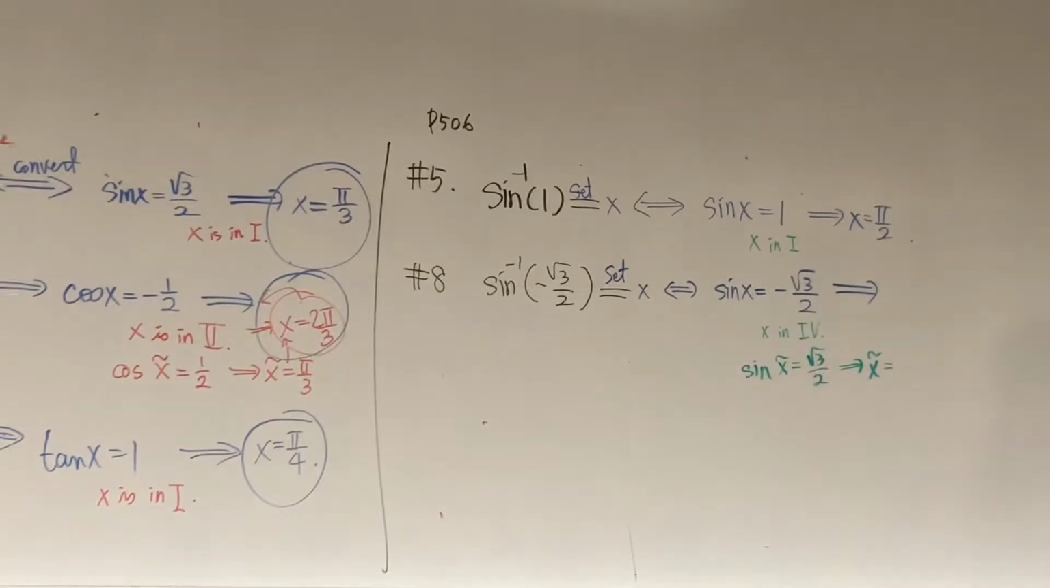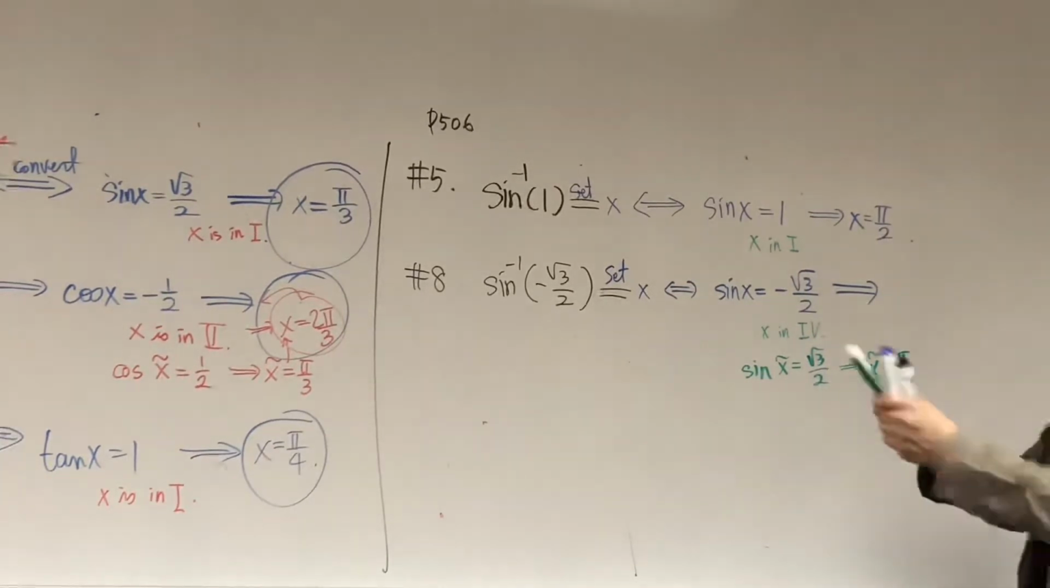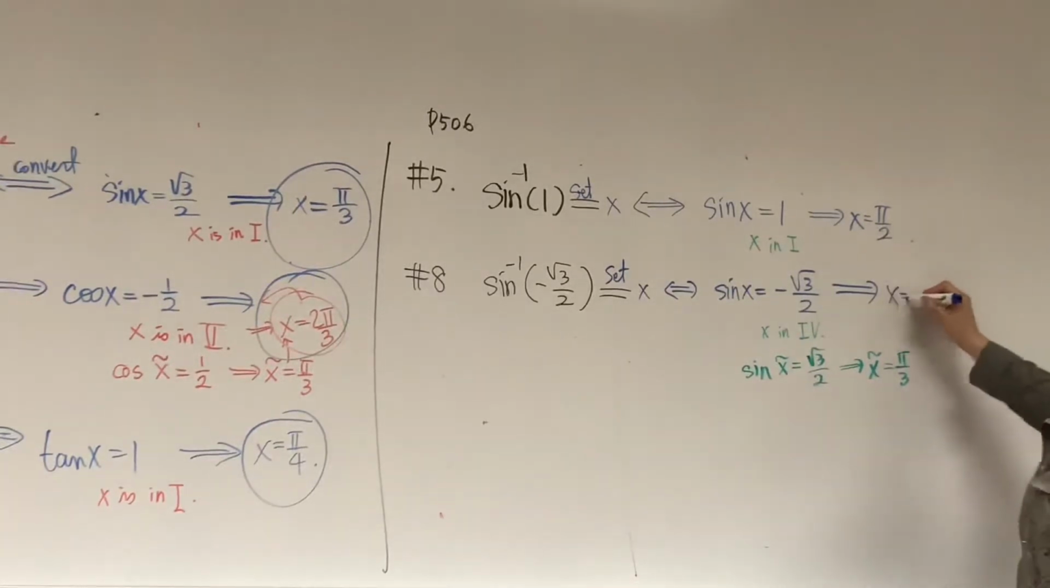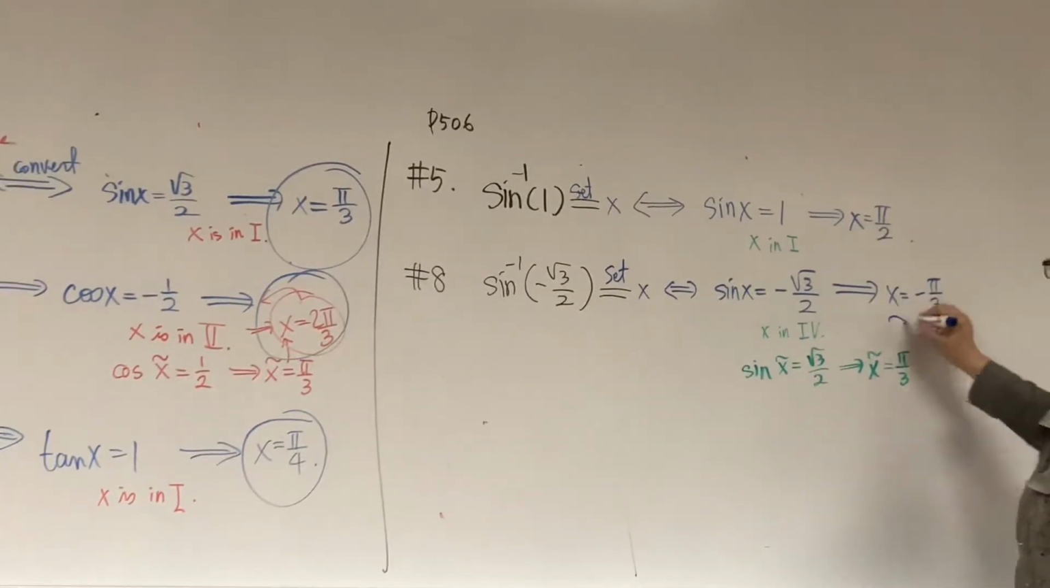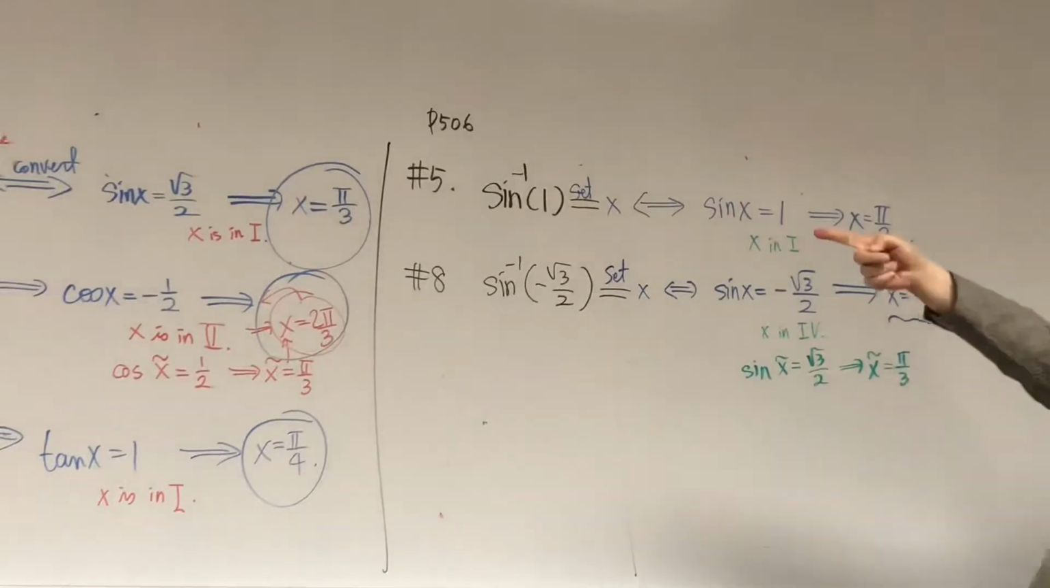Pi over 3. And then what is x? Your x should be, because we measure it negatively, right? So your x should be negative pi over 3. Yes? Don't say 5 pi over 3. Your answer should be from negative pi over 2 to pi over 2. See, that's the trick. That's the tricky one. Understand? So your answer should be negative, right? Good.